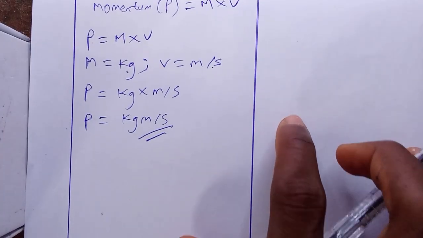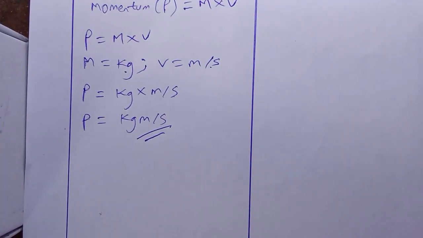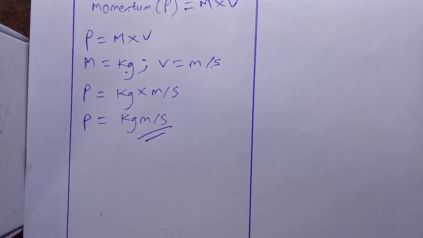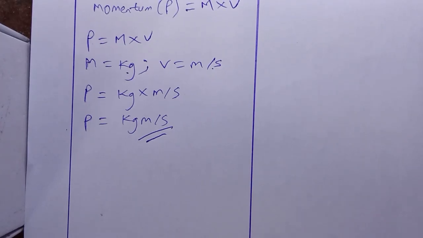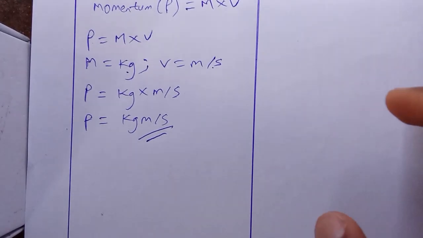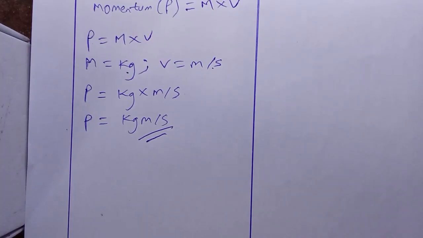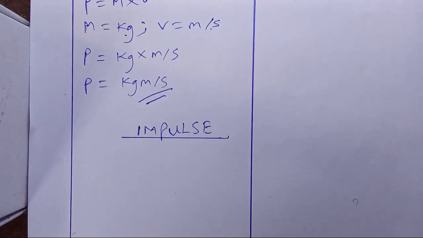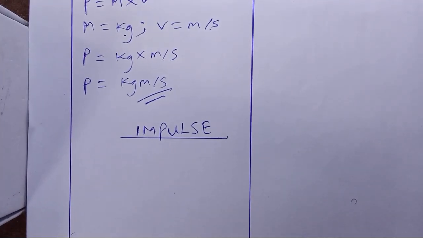So if they give you a problem and they give you a mass and they give you a velocity, especially find the momentum, it's very easy. Just multiply your mass and your velocity, you get a momentum very easy. Now let's go back to the next phase of this class, which is our impulse.